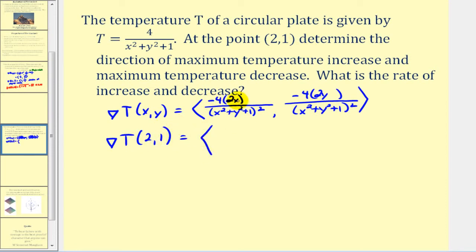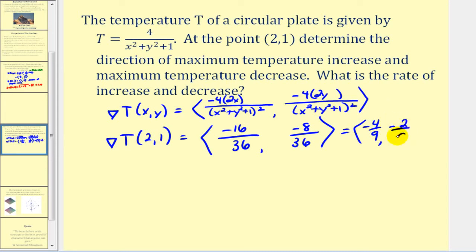So if x is 2, our numerator is going to be negative 16. The denominator is going to be 4 plus 1 plus 1, 6 squared, that'll be 36. And for the y component, we're going to have negative 4 times 2 times 1, so it'll be negative 8 over the same denominator. And these do simplify. Here we'd have negative 4/9, and here we'd have negative 2/9.